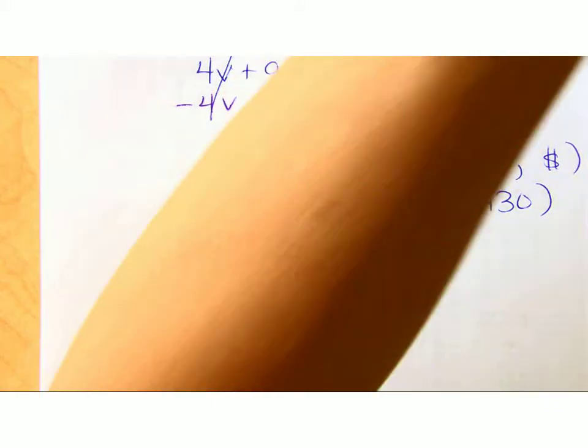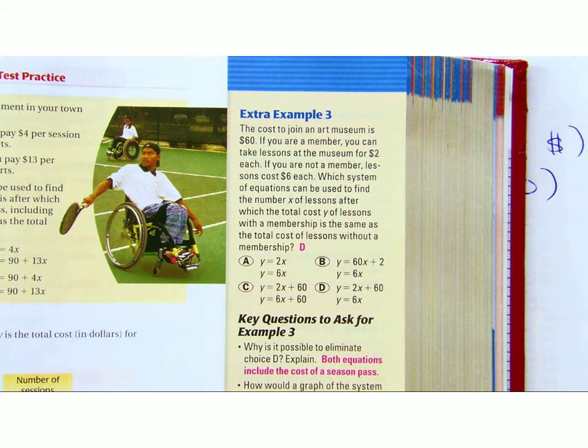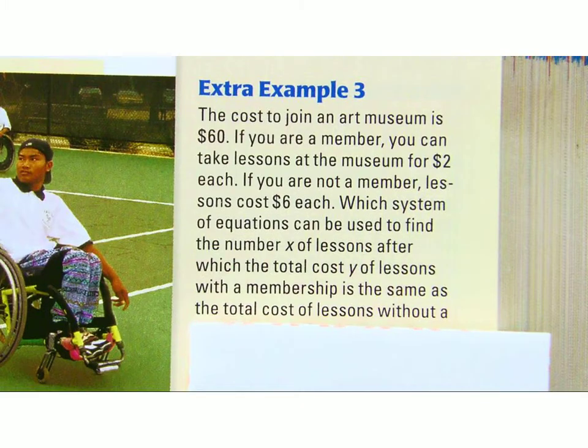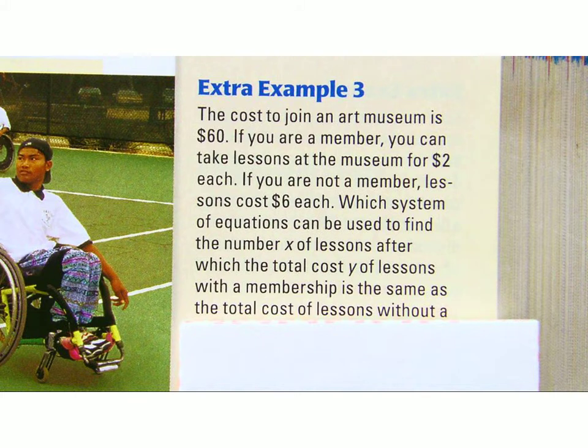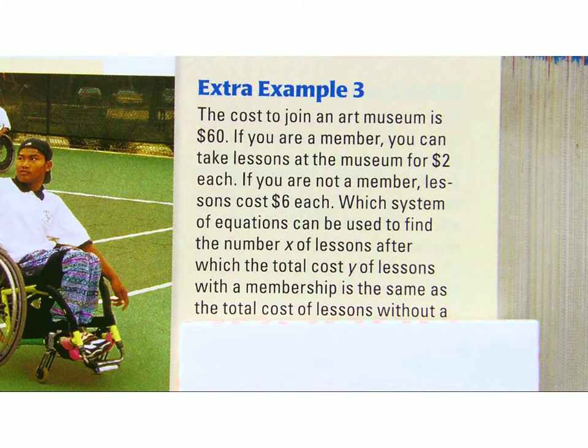Take a look at this one here. Cover this up. I know you saw D already, but that's okay, because I want you to actually come up with these. The cost to join an art museum is $60. If you're a member, you can take lessons for $2 each. If you're not a member, then it costs you $6 each. So it's more for non-members. At what number of visits would it be beneficial to be a member and have paid that?